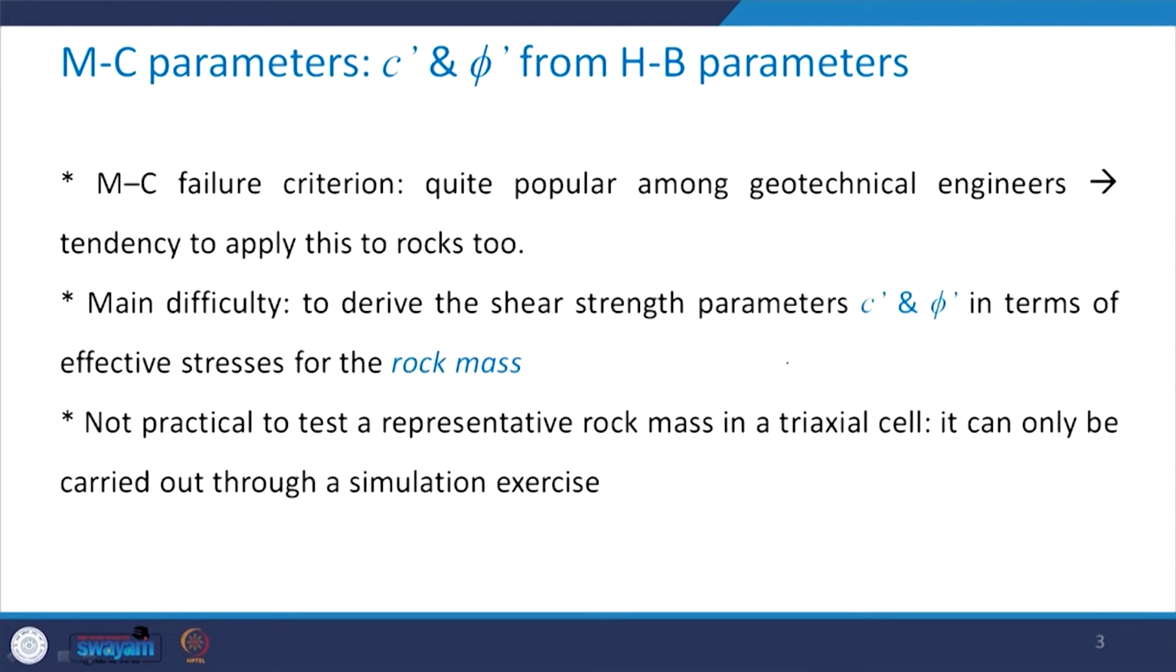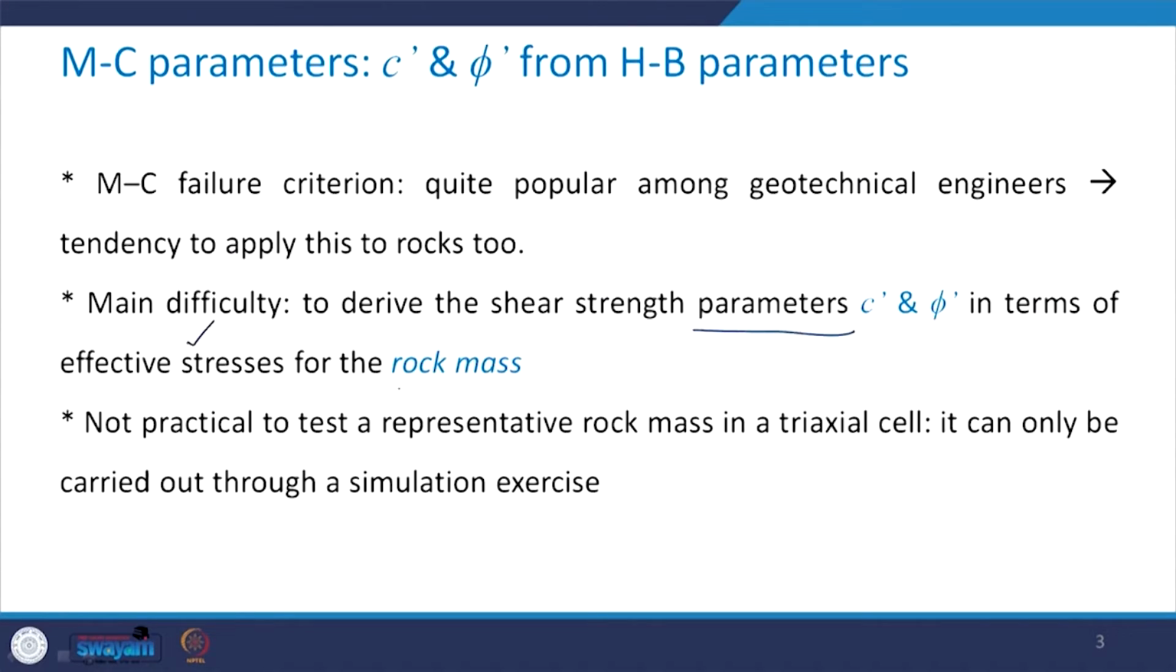Now, coming to the Mohr-Coulomb failure criterion, we have seen that it is quite popular among we geotechnical engineers, and in case of the soils it is quite widely used, and therefore, we have this tendency to apply this to the rocks too. And when we were discussing this failure criterion in detail, we saw the modification that we need to make in the Mohr-Coulomb criterion so that it can be applicable in case of the rocks. Do you remember the tension cutoff?